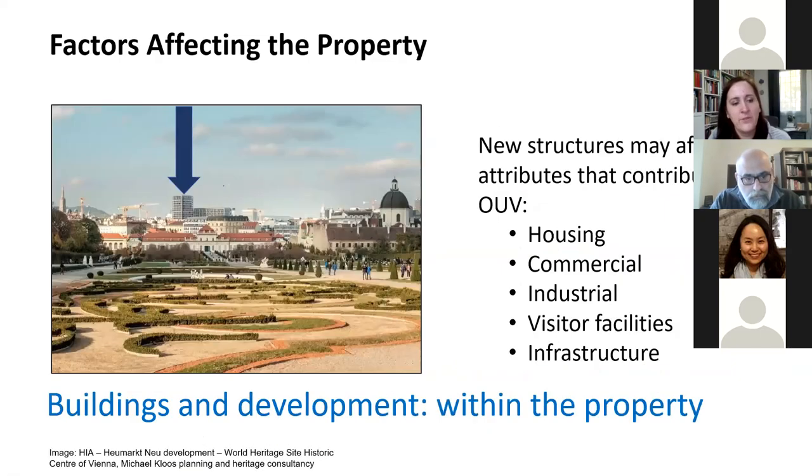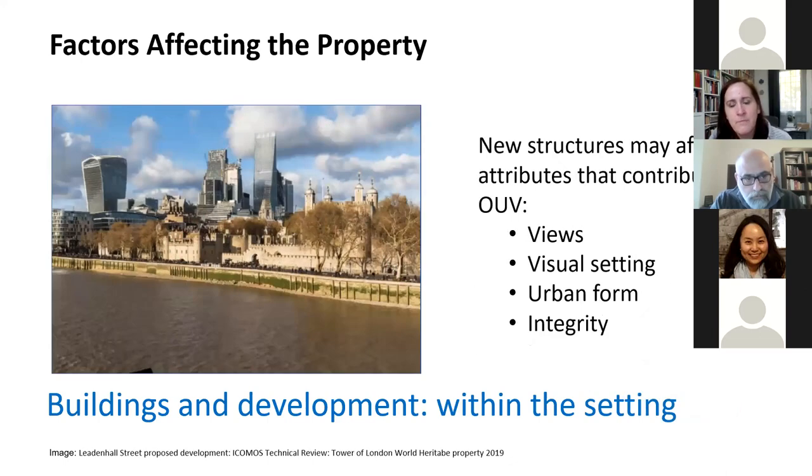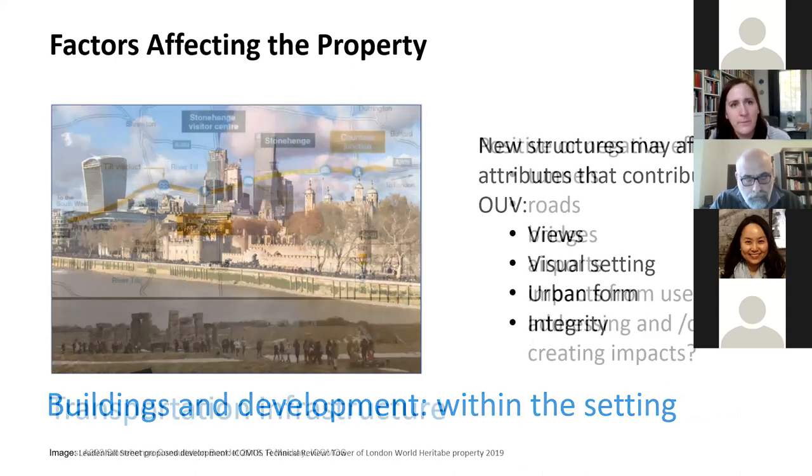So the factors themselves, the first one, and if you remember on the first day, we said which were the biggest problems facing properties around the world. Buildings and development is something that continues to be a point of discussion, whether they're appropriate or not appropriate. And that includes if they're in the buffer zone, not just in the core zone. And we're thinking about them, and it's sometimes visual impact, but I would also suggest that equally important is if they're appropriate within the urban form of the place that they're being built.